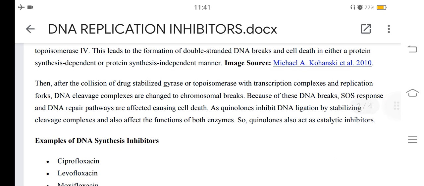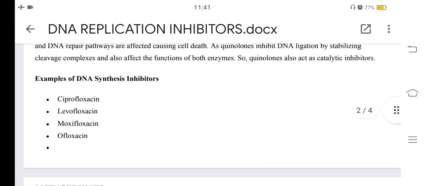protein synthesis independent manner. Then after the collision of drug-stabilized gyrase or topoisomerase with transcription complexes and replication forks, DNA cleavage complexes are changed to chromosomal breaks. Because of these DNA breaks, SOS response and DNA repair pathways are affected, causing cell death, as quinolones inhibit DNA ligation by stabilizing cleavage complexes and also affect the function of both enzymes. So quinolones also act as catalytic inhibitors.